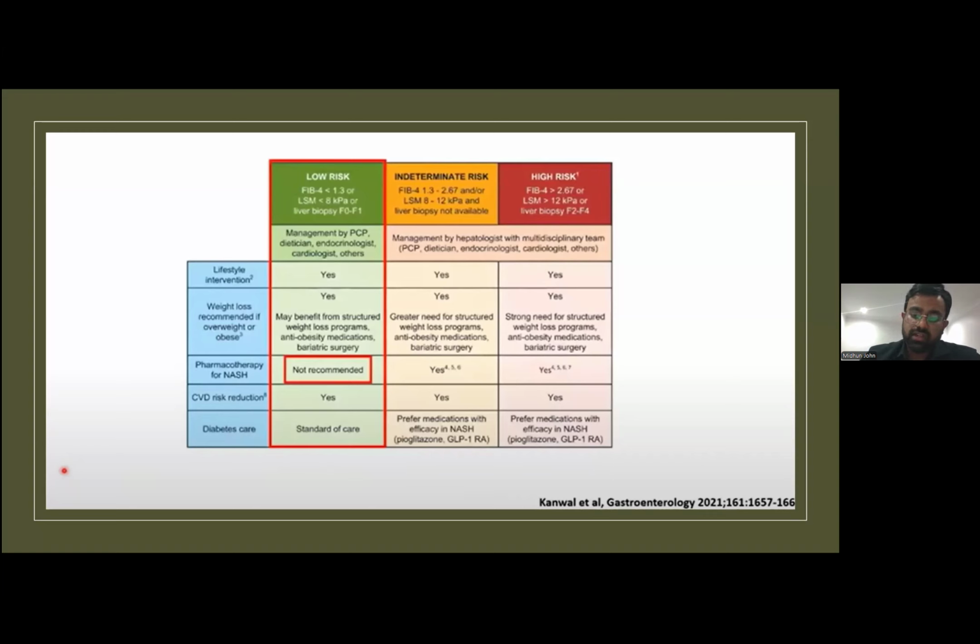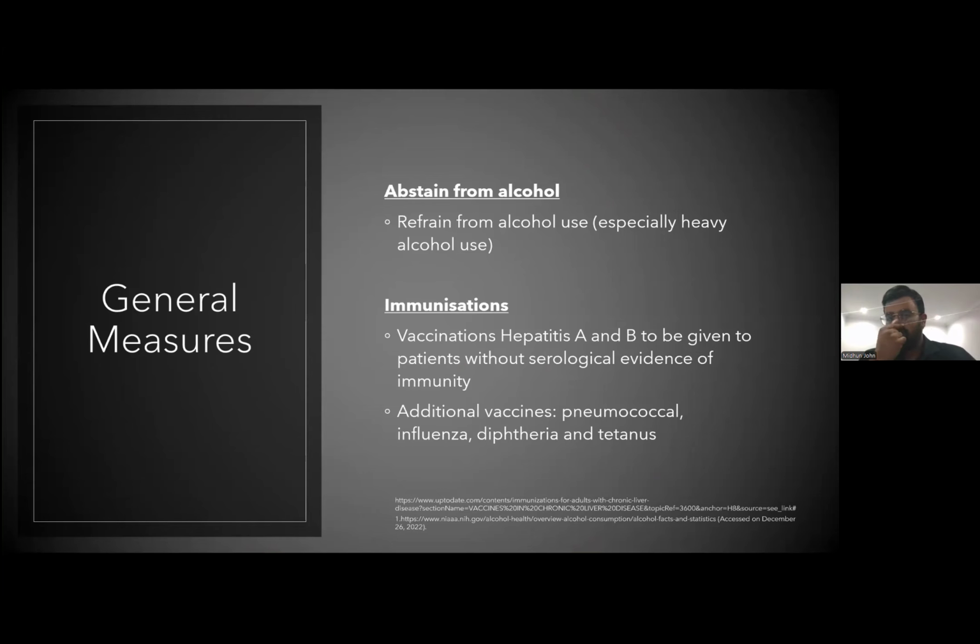But I thought that this was a nice summarized version of how you should be thinking when you see these patients. So the general measure of managing these patients would be, one, abstaining from alcohol without any doubt. With any sort of liver condition, refrain from alcohol use, especially heavy alcohol use. Immunizations are important, especially vaccinations, Hep A, B, as we usually do, as well as other additional vaccinations such as your pneumococcal, influenza, diphtheria, and tetanus.